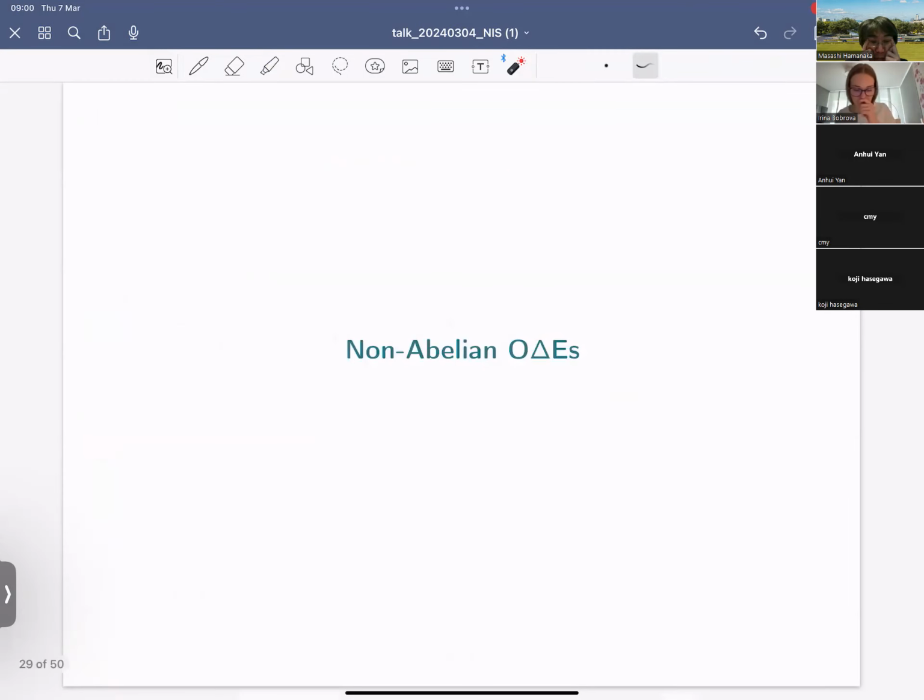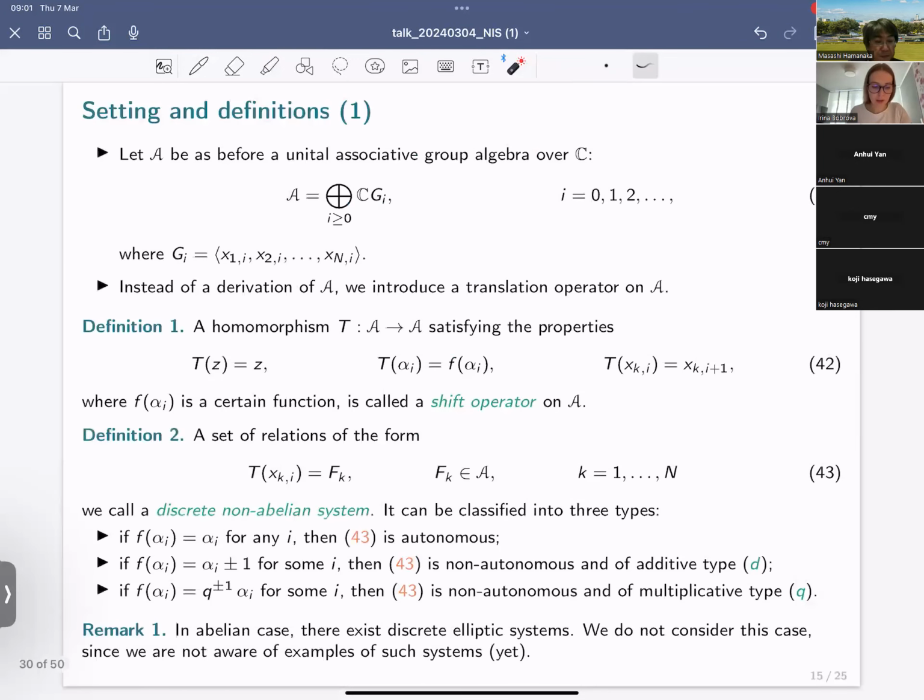Let me move to non-abelian ordinary difference equations. Let us start with the setting and definitions. In fact, we want to work with the same algebra, but without derivation. Instead of the derivation, we want to introduce a shift operator, similar to the commutative case.